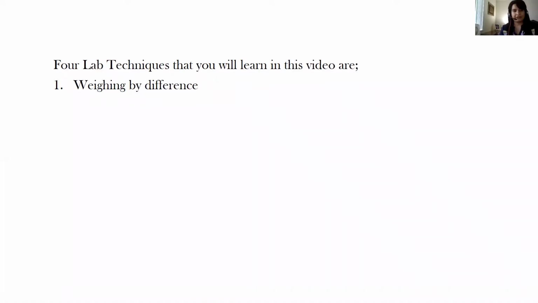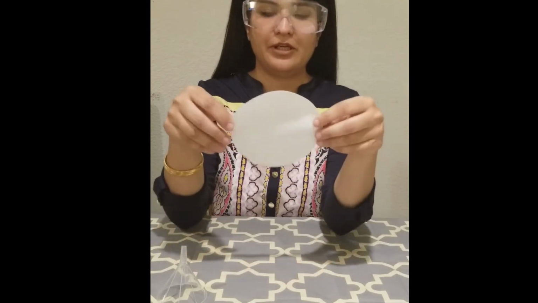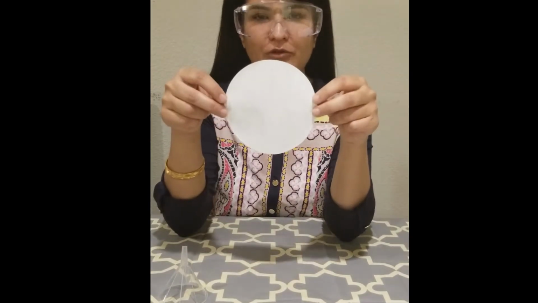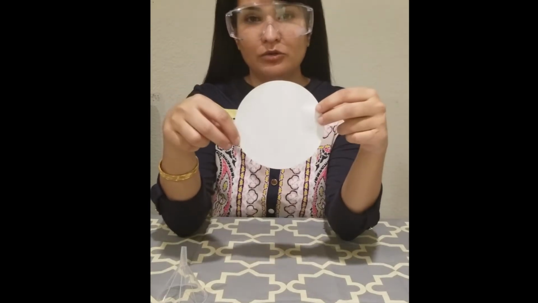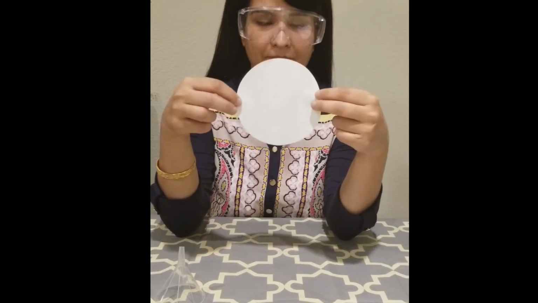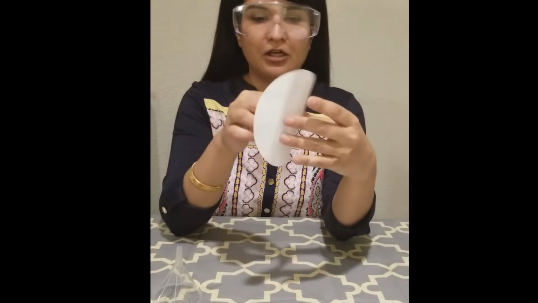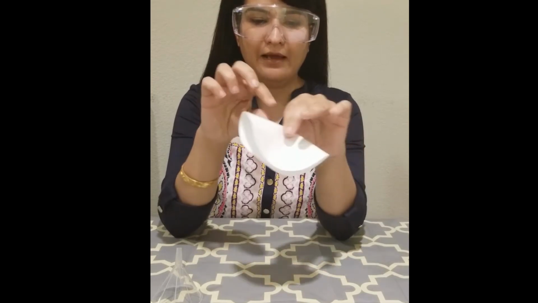Next technique that you will learn is folding a filter paper, and here is the video for this. Okay, in this video I will show you how to fold this round filter paper in a cone shape that can be used to filter a mixture of liquid and solid. So in order to do that, we will fold this filter paper in half.